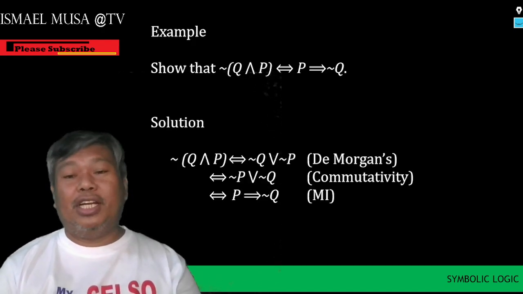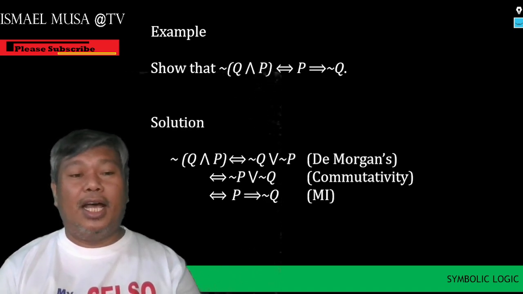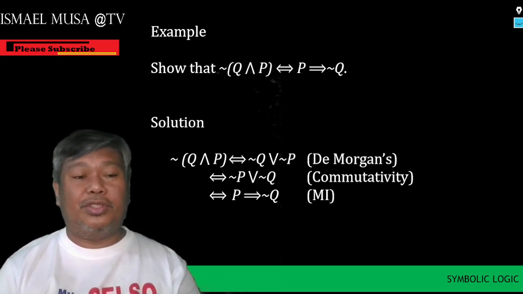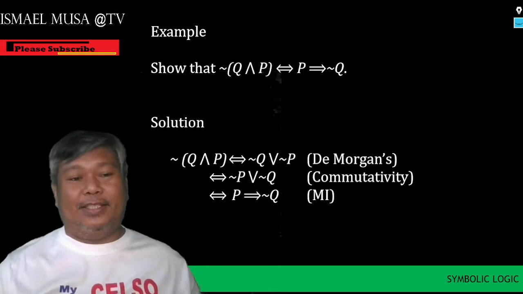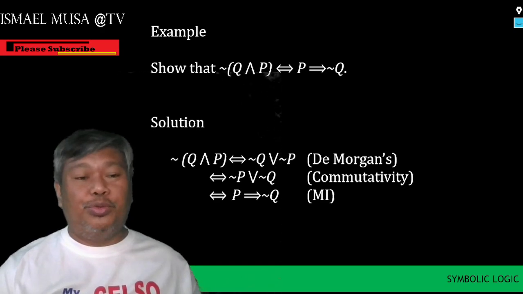Okay. Example, class. We want to show that the biconditional of the negation of Q and P implies not Q. Can you show whether this biconditional is true? Or are they logically equivalent? Are these two logically equivalent? So we have the following solutions.